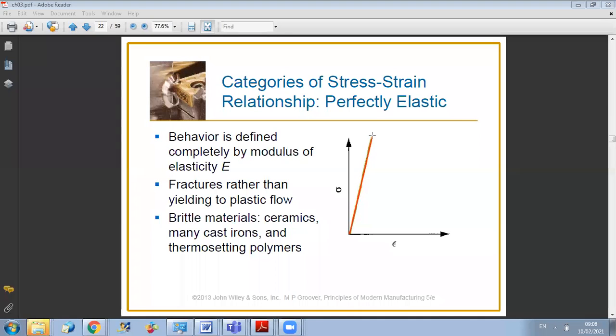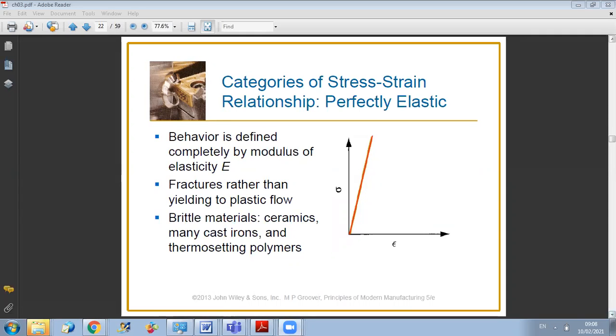So this is in general the property of brittle materials, since fracture takes place instead of yield. So we don't have a yield point and we don't have a plastic region. We only have an elastic region. So this behavior is common for brittle materials such as ceramics, many cast irons, and thermosetting polymers.